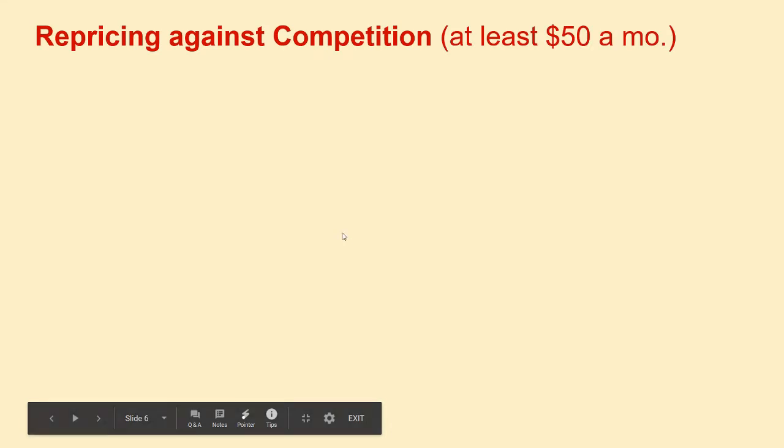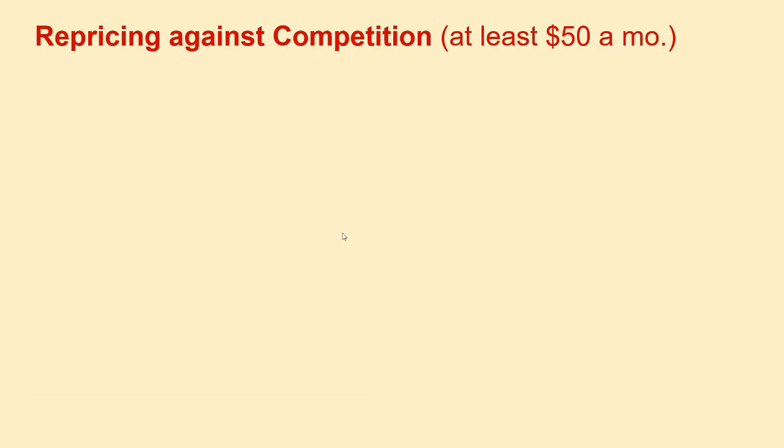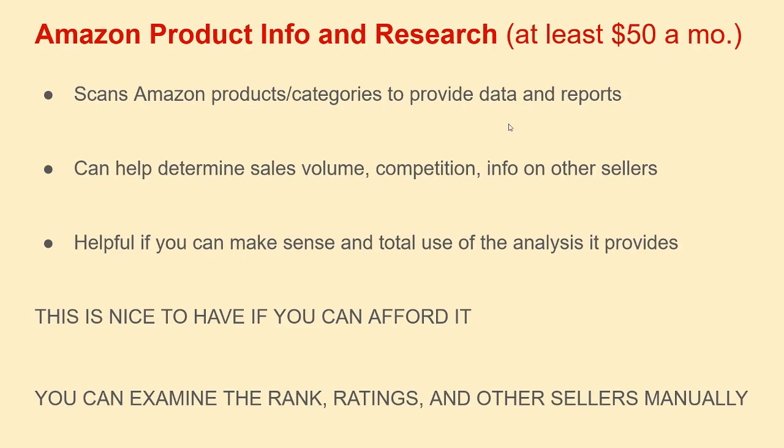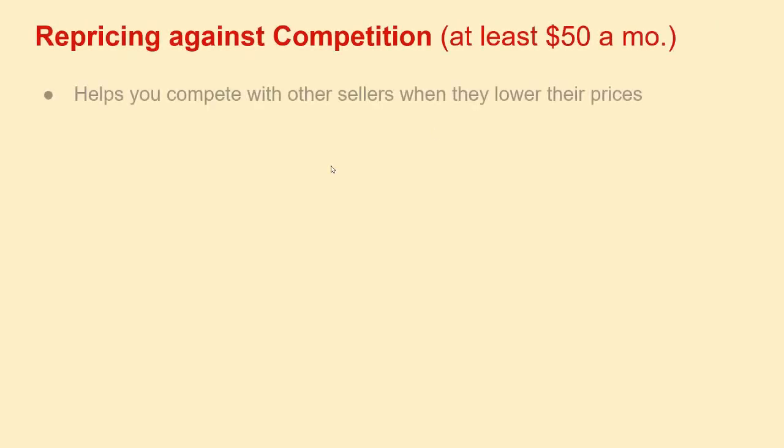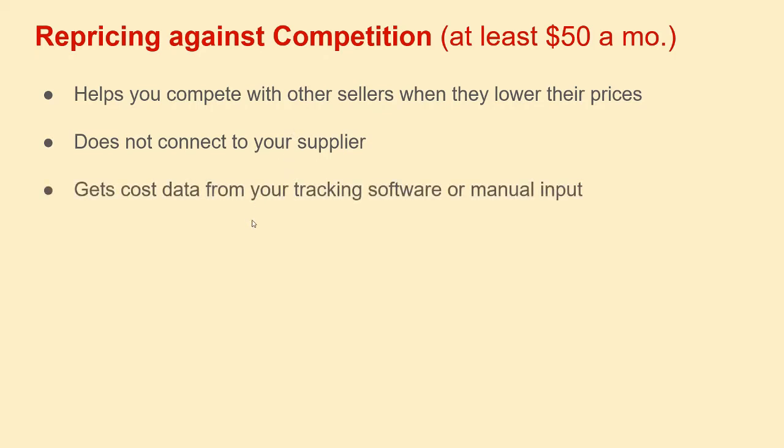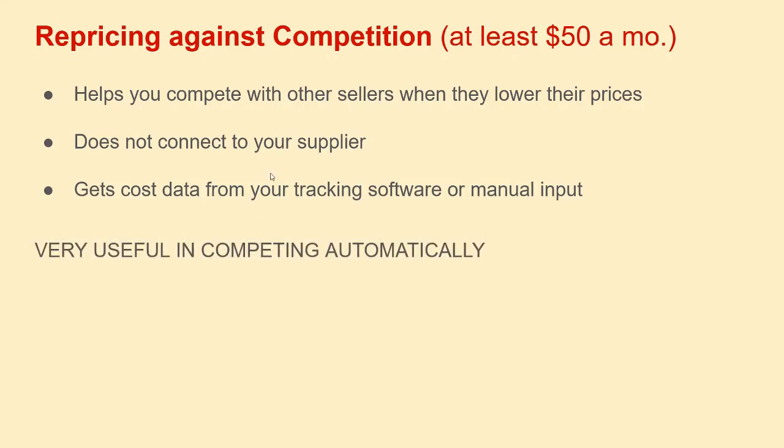Let's look at another type of software, which is repricing against competition. This runs at least $50 a month, and so did the last one, by the way. It was at least $50 a month. And this helps you compete with other sellers when they lower their prices. And one misunderstanding people have is that it does not connect to your supplier, meaning you still have to get the cost data from your tracking software, or you have to input it manually. So because of that, remember, this is an additional cost on top of your supplier tracking, right? So this is very useful in competing against other sellers automatically.